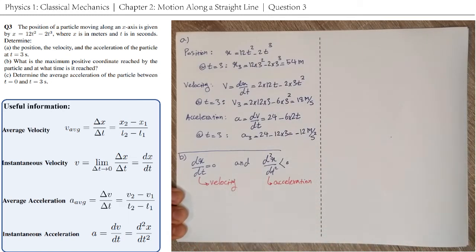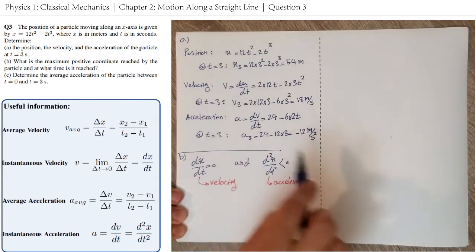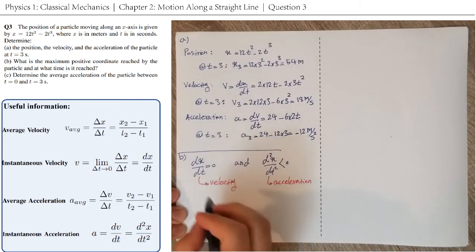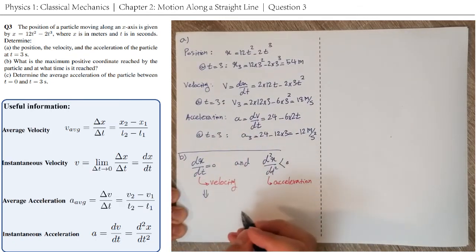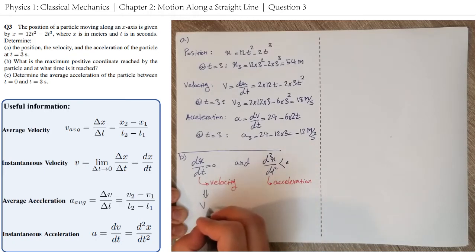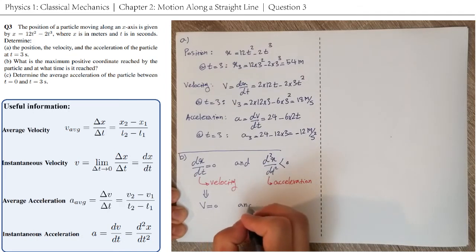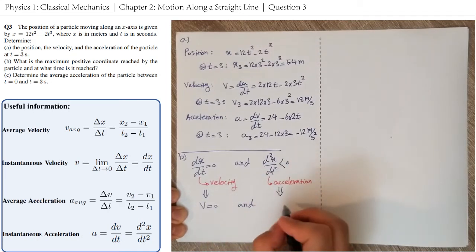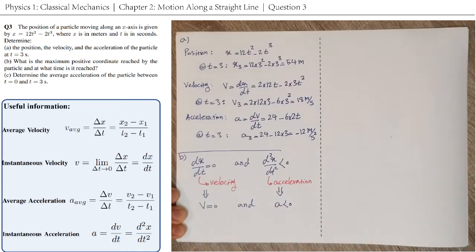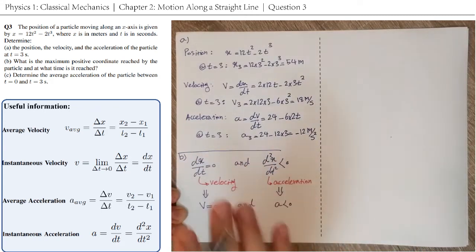So in other words, in order for us to reach the maximum, all we have to do is find t for which v equals 0, the velocity equals 0, and the acceleration a is negative. Okay, so these are the two conditions that we have to satisfy in order to find the maximum value of x. v equals 0.